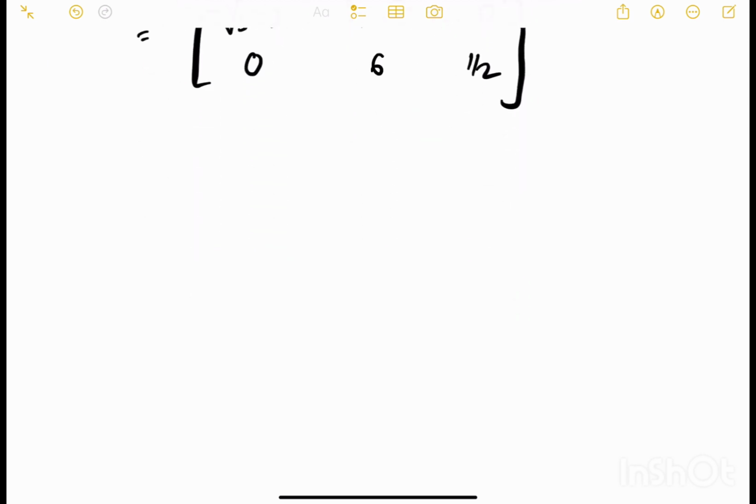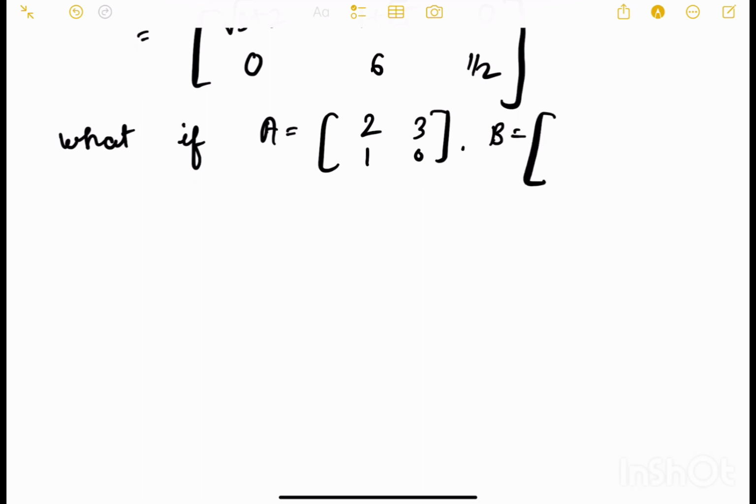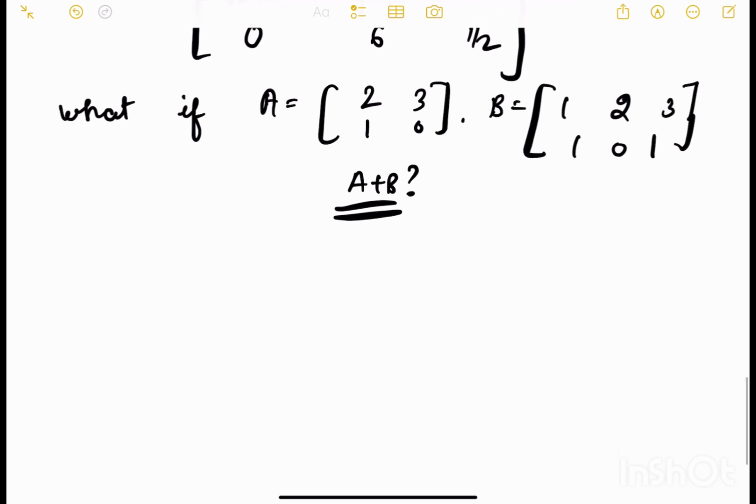Now, what if we are given the matrix A as this and this? Just think it yourself and write in the comment section whether we can solve what A plus B is. Just pause the video and think about what the answer can be.